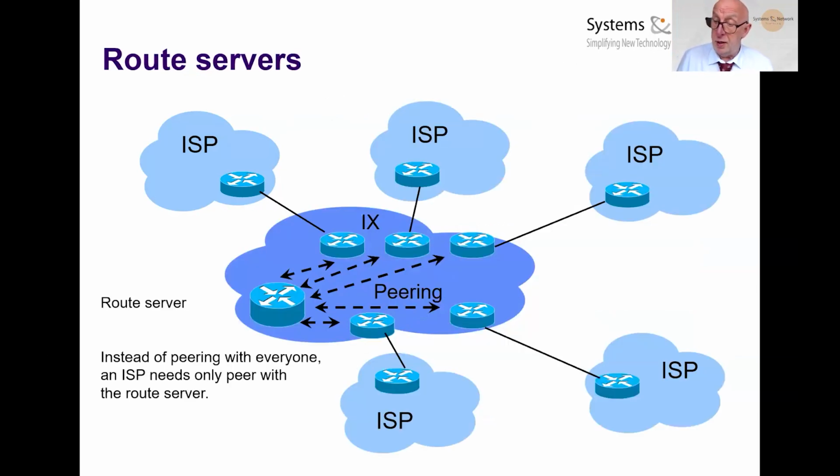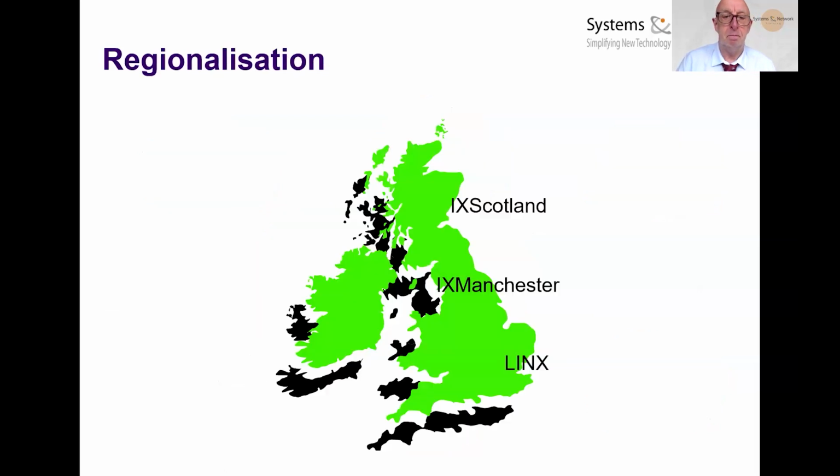There are root servers. Again, instead of peering with everyone, the service provider needs only peer with the root server. So you peer with the root server, and life is good. Yeah, as do these, rather than peering with everyone. It makes perfect sense. Regionalised, absolutely right. There are multiple locations. LINX are in Scotland, Manchester, London. So, good old coverage, really.